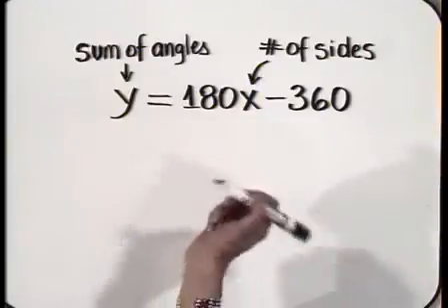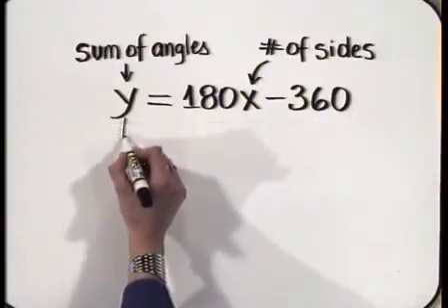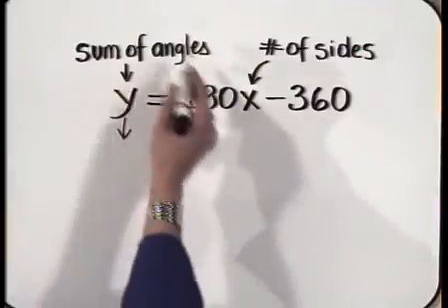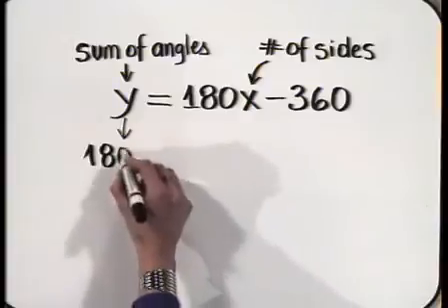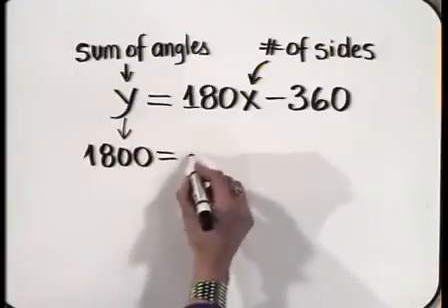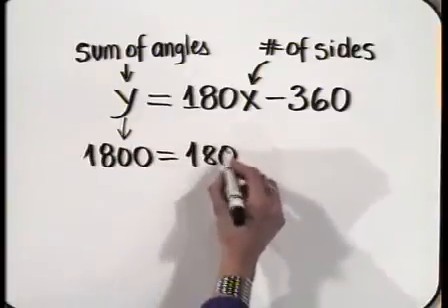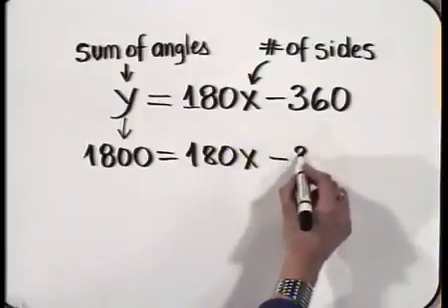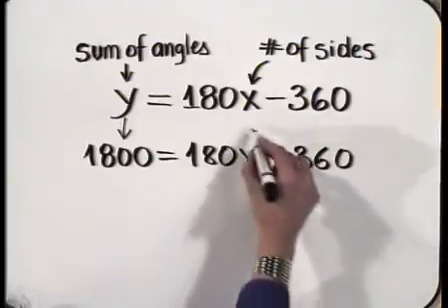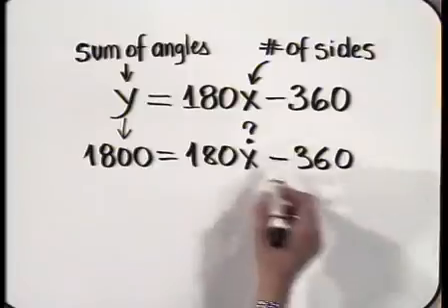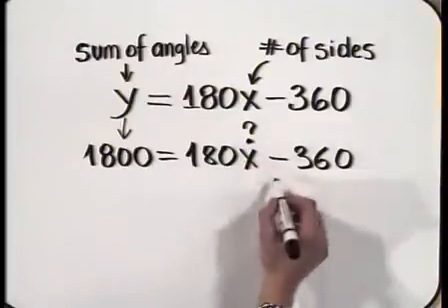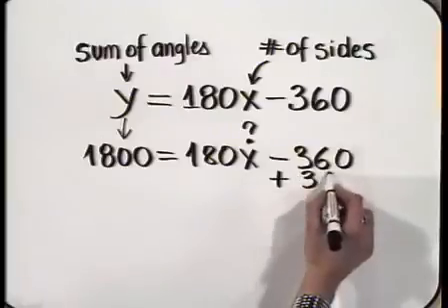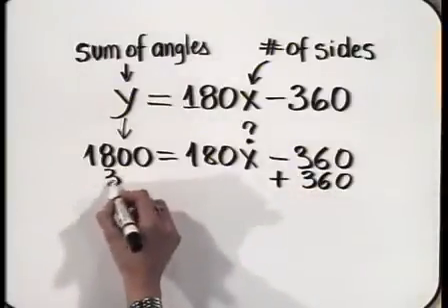Suppose we tried to solve what we did on the calculator. We said that the sum of the angles was 1800. It was just a value I chose. And we wanted to find the number of sides. That means we're looking for x. So we're really solving an equation here for x. Well, we know how to do that. If we want to isolate x, we add 360 to both sides.